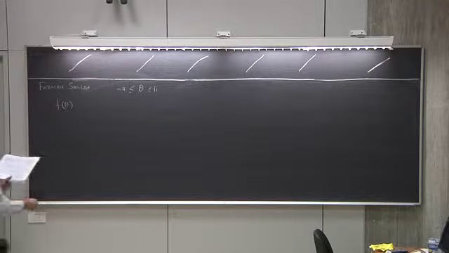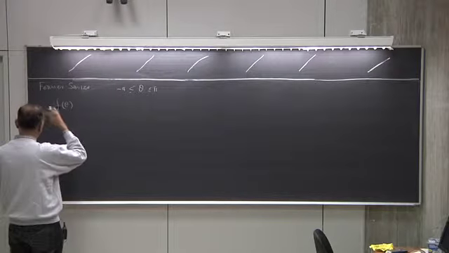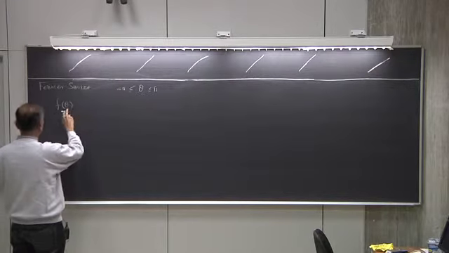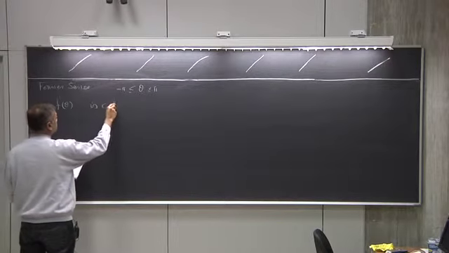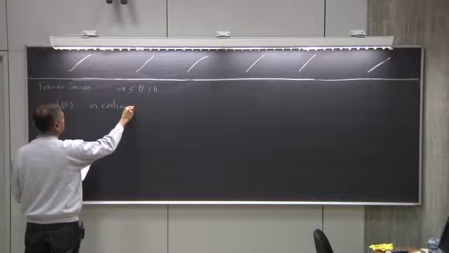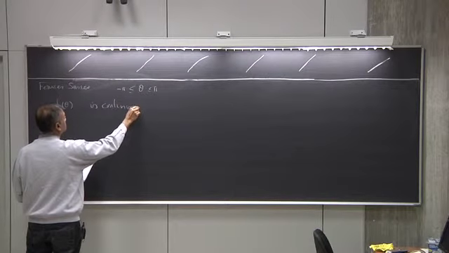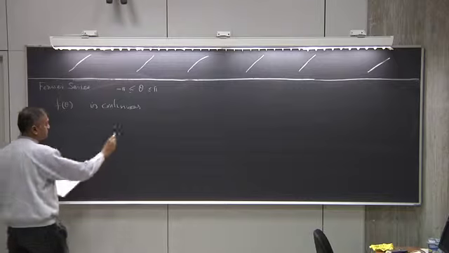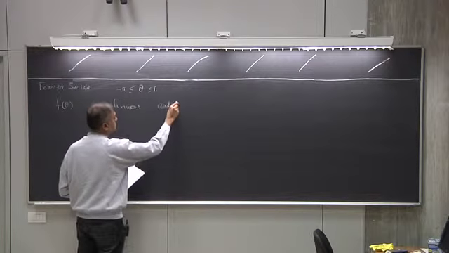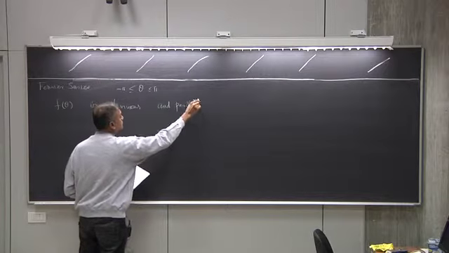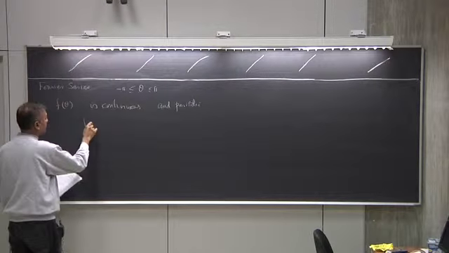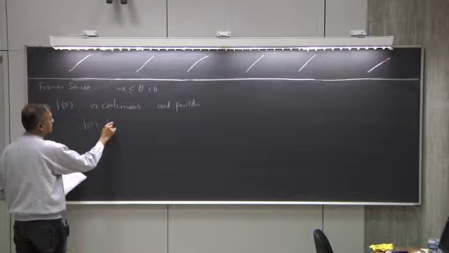And we assume that this function f of theta is continuous. Continuous and also periodic. Periodic in the sense that f of pi is equal to f of minus pi.